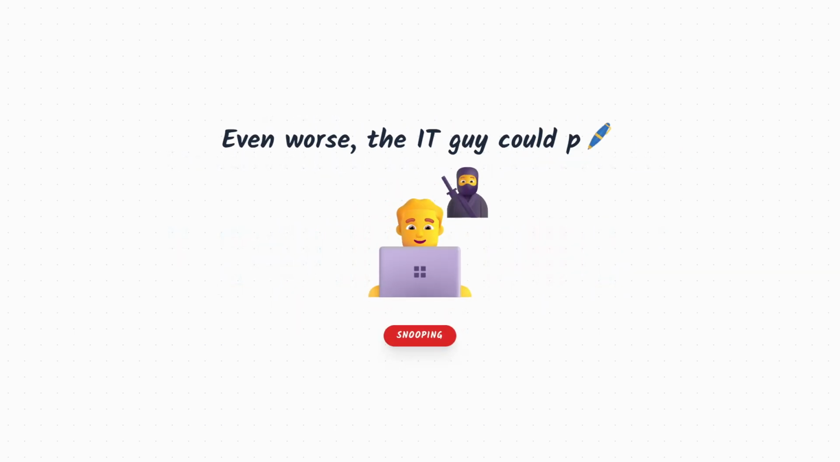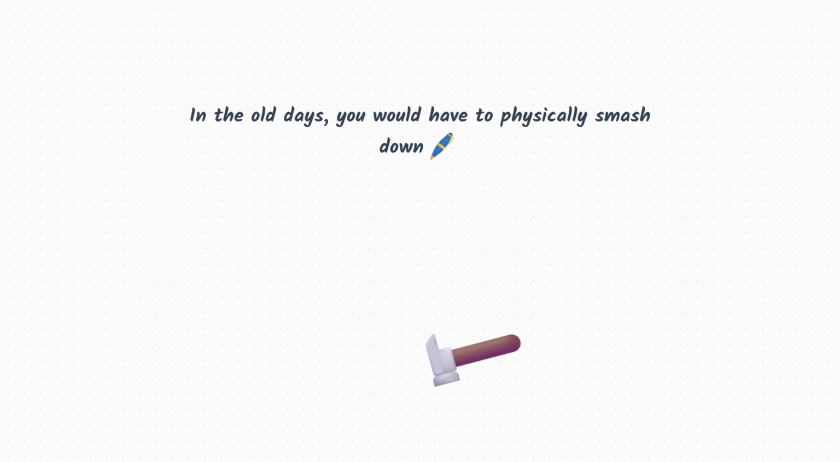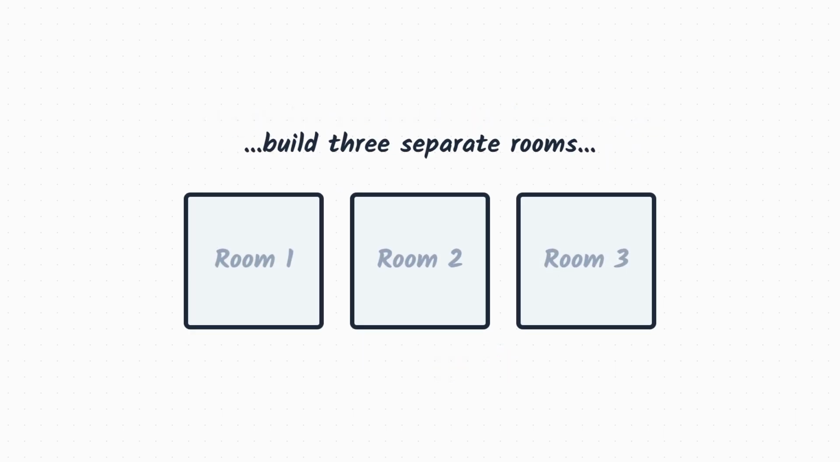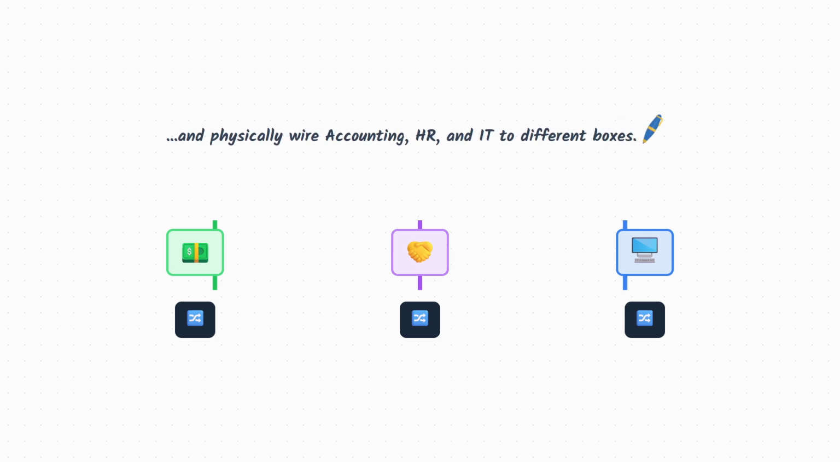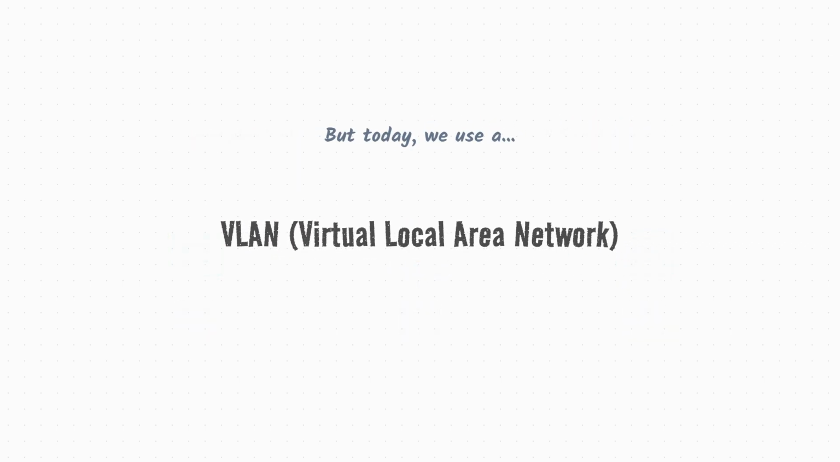Even worse, the IT guy could potentially snoop on the accounting team's highly sensitive financial data because they share the same physical cables. In the old days, you would have to physically smash down walls, build 3 separate rooms, buy 3 separate network switches, and physically wire accounting, HR, and IT to different boxes. But today we use a VLAN, or Virtual Local Area Network.